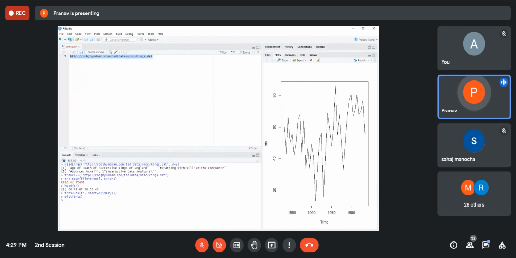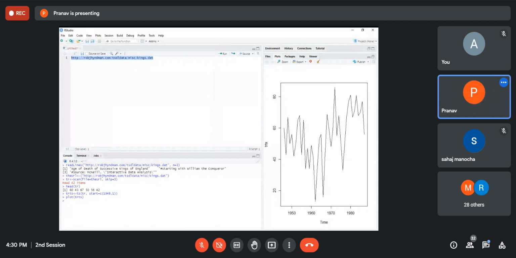This is the command. If you want to mention the end date here, you can mention the end date also. If your frequency is different, such as quarterly, you have to mention frequency equal to 4. If you have a monthly frequency, you have to mention frequency equal to 12. By default, frequency in the time series function is taken as 1. Is this clear? Have you all got it up to here?